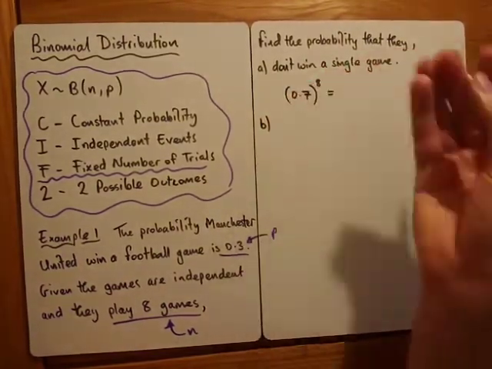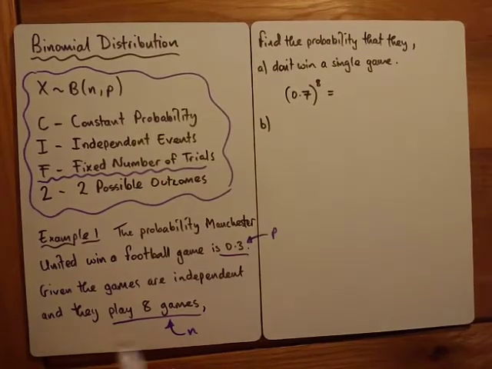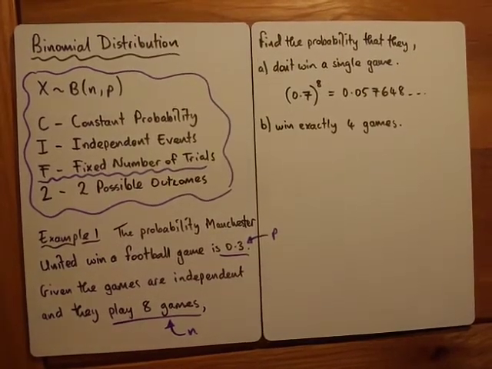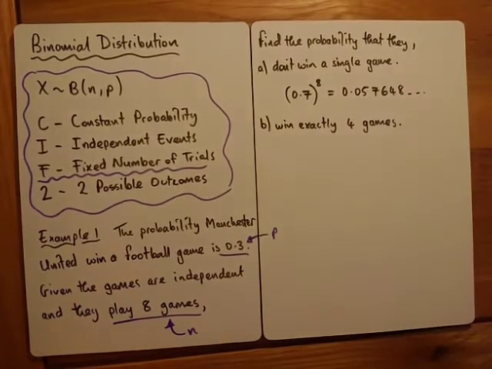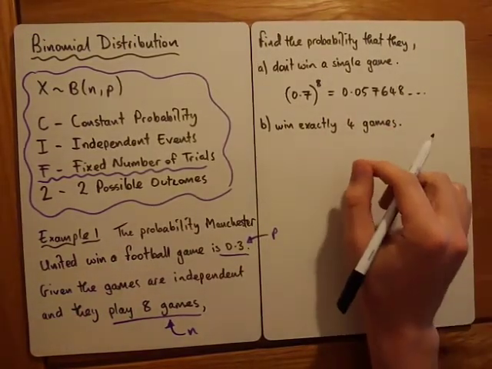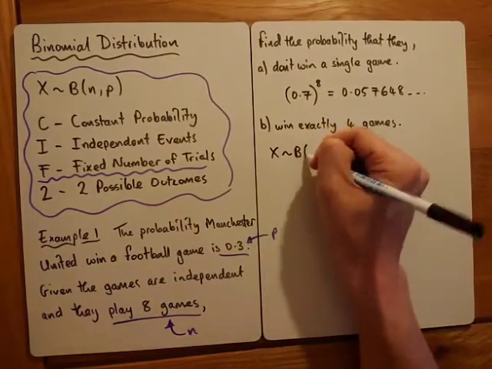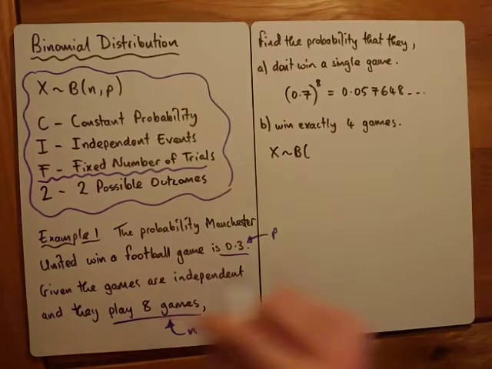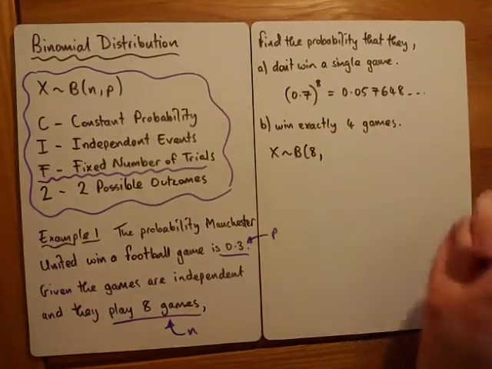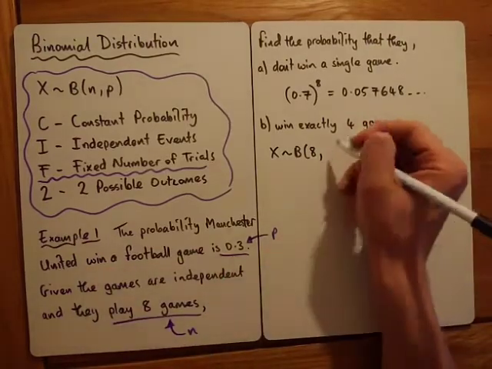Let's try the next bit, because the next bit gives us a bit more of an idea of what's actually going on with the binomial. Okay, so I calculated that out, by the way, you get 0.057, so around about 6% of the time. But now we want to find the probability that they win exactly 4 games. Okay, so this is definitely a binomial. I would write down the distribution. I'd say, look, I realise this is a binomial. We've got a fixed number of trials. The probability of them winning is 0.3.